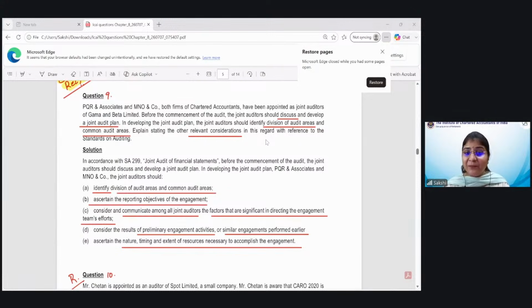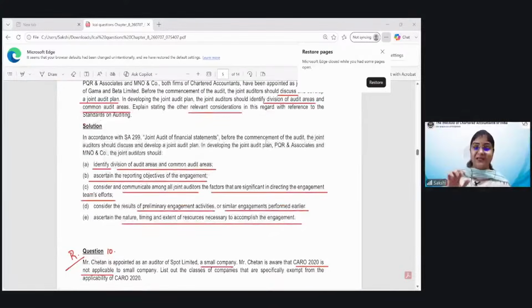Then consider and communicate among all joint auditors the factors that are significant in directing the engagement team's effort. You have to tell your engagement team that we are working jointly. These matters are taken up by them, but still, if anything comes to your knowledge, you should communicate. Okay. Consider the results of preliminary engagement activity. What is preliminary engagement activity? That is taken up even before starting the audit. Some kind of due diligence that you do. Isn't it? You try to gather information about the company, or similar engagements performed earlier than the initiation or conduct of your audit.